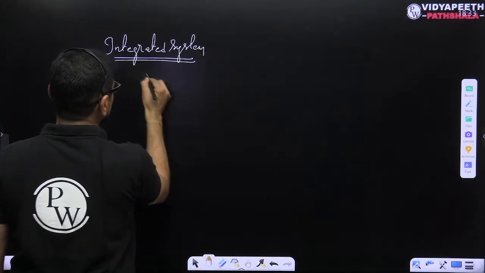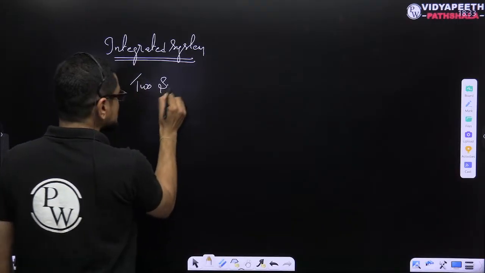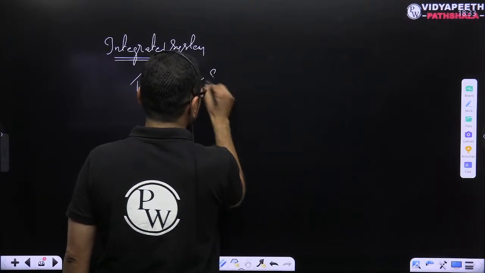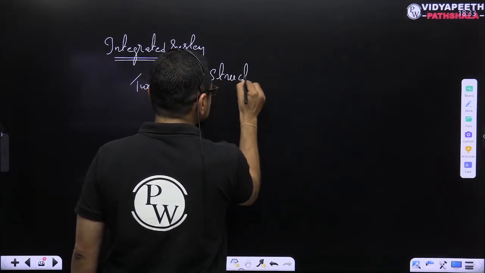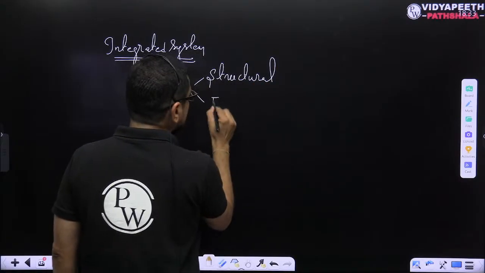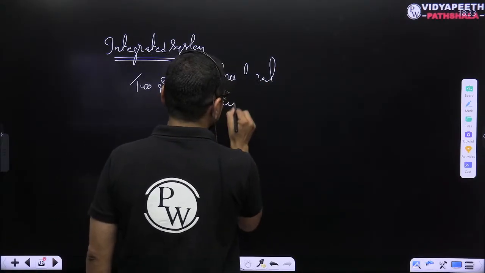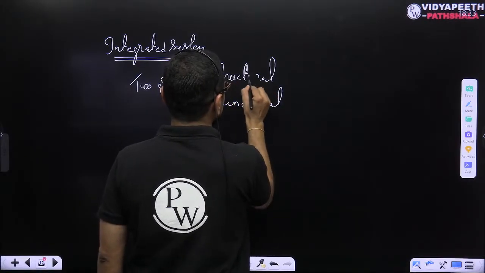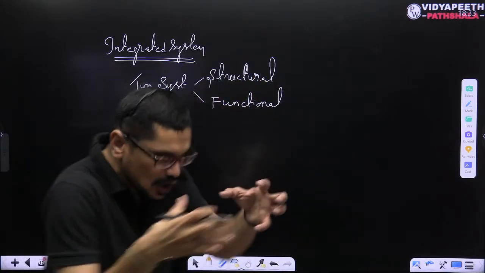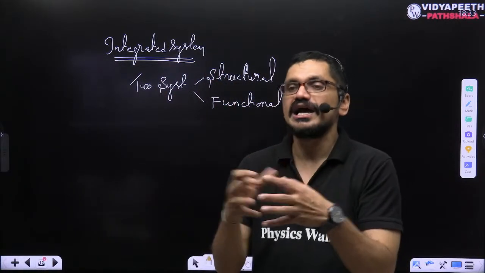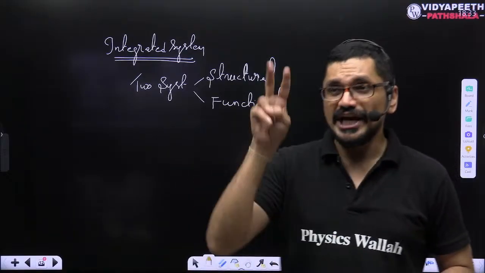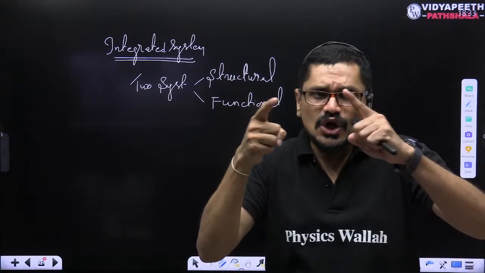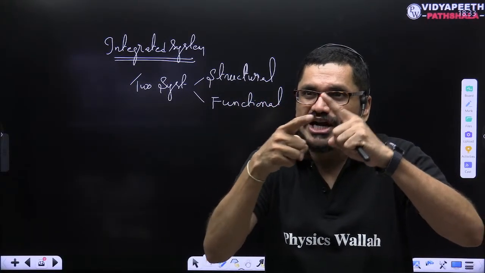Integrated system means the two systems should work together. There should be a structural closeness, and a functional link should be there between the two systems. Structural closeness should be there, structural link should be there, and functional support also should be there. It means two systems are working together. There is closeness between these two systems in structure and function.